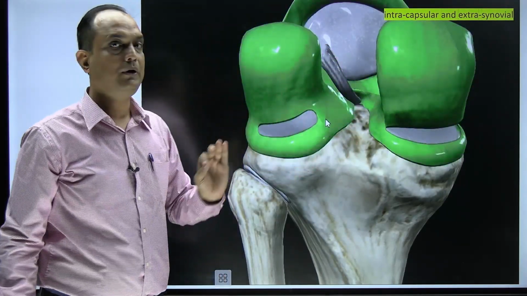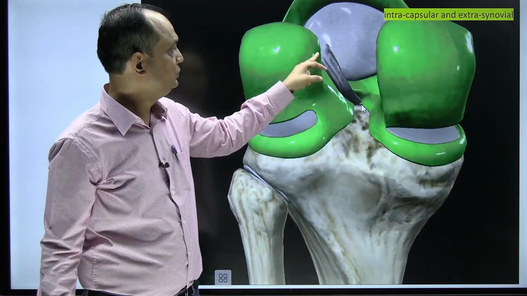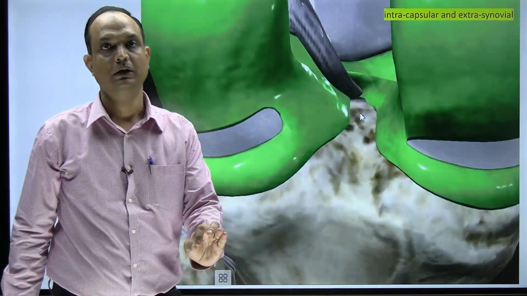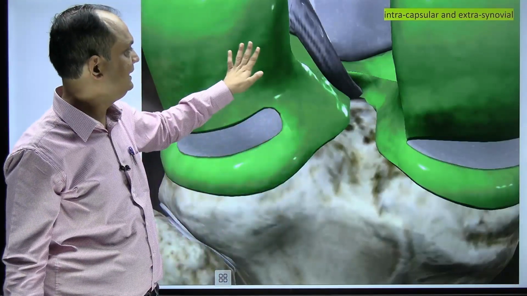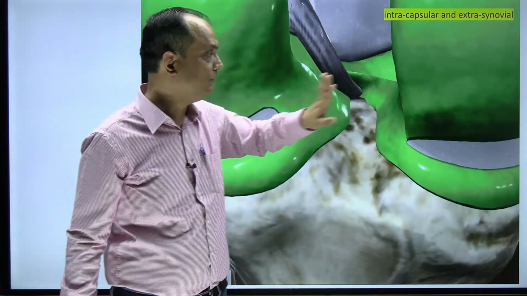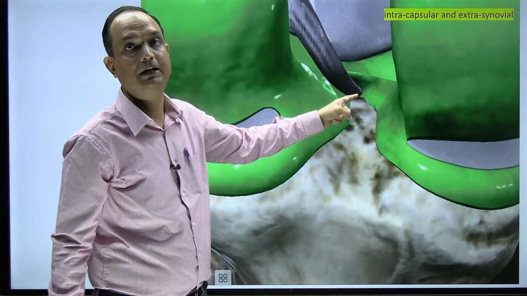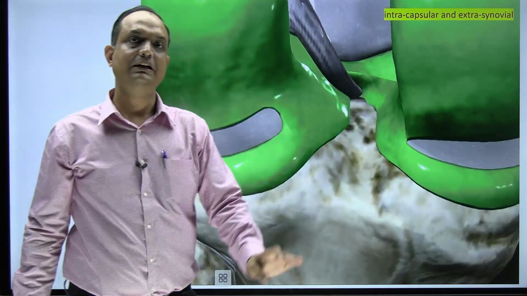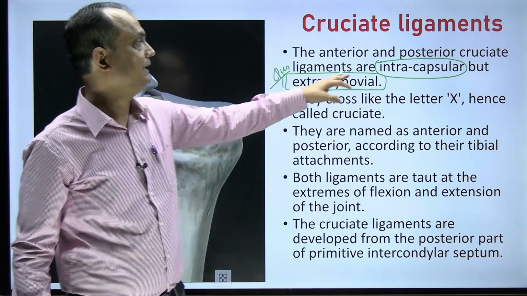So this is an important thing to understand, that your anterior and posterior cruciate ligaments do not float in the synovial fluid. That means they are extrasynovial. Now here you can see that this is a synovial cavity, and from the posterior side you can see this is your anterior cruciate ligament, and this cruciate ligament is not floating in the synovial fluid. So this is the meaning of the word that they are intracapsular.